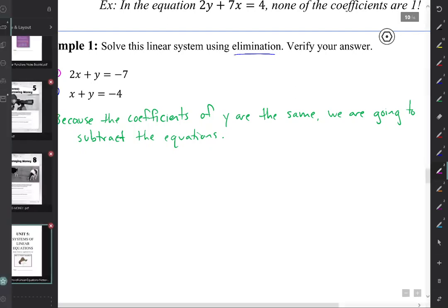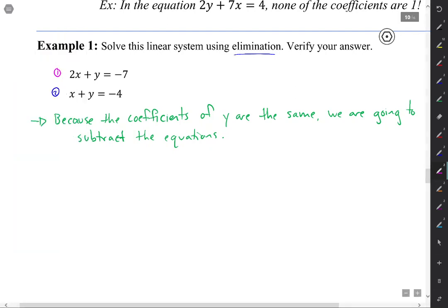So this is how we're going to set it up. We're going to have 2x plus y is equal to -7. And then right below it, we're going to put our second equation, x plus y is equal to -4. And now I'm going to subtract our bottom equation, or equation number 2, from the top equation. So I'm going to put brackets around the entire second equation. I'm going to put a little minus sign next to it, meaning that we're going to subtract these two equations.